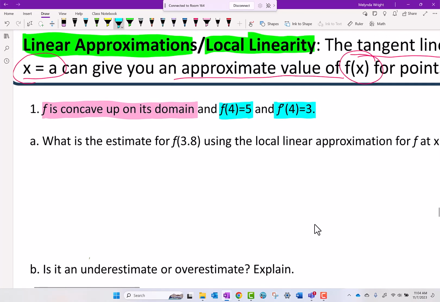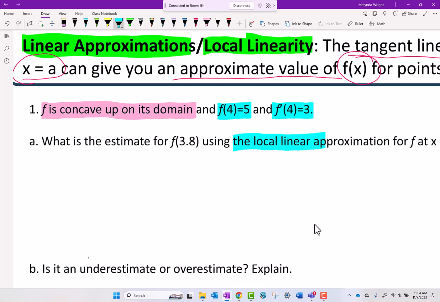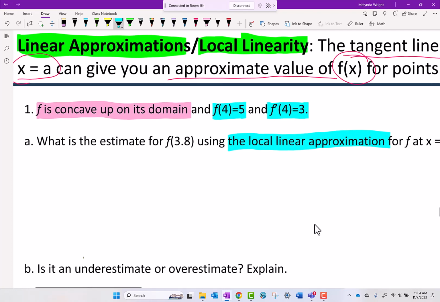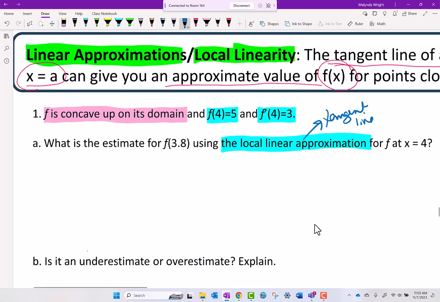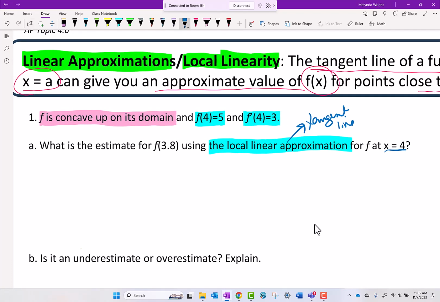So we want to use the local linear approximation. What does that mean? Those are fancy words for tangent line. That's all that means. Local linear approximation is tangent line. We want to use the tangent line for f at x equals 4. That's why they gave us all of that information, so that we could write the tangent line at 4. This is where our tangent line is going to be at 4.